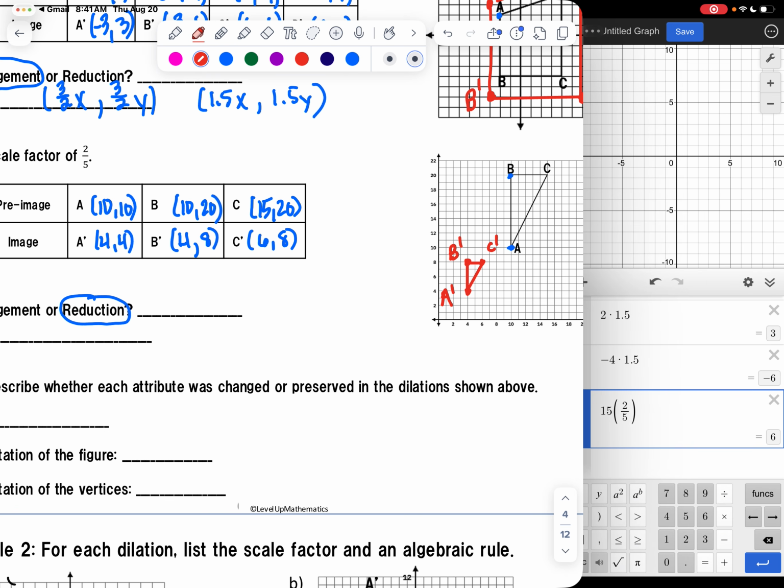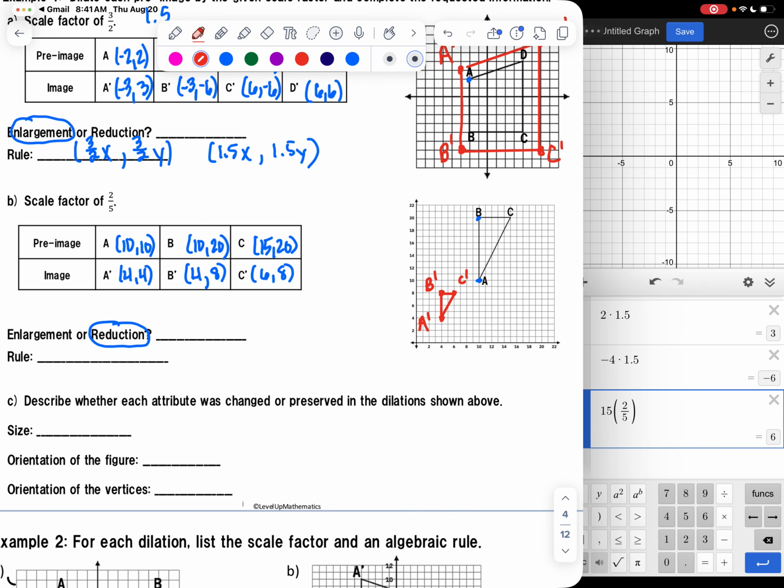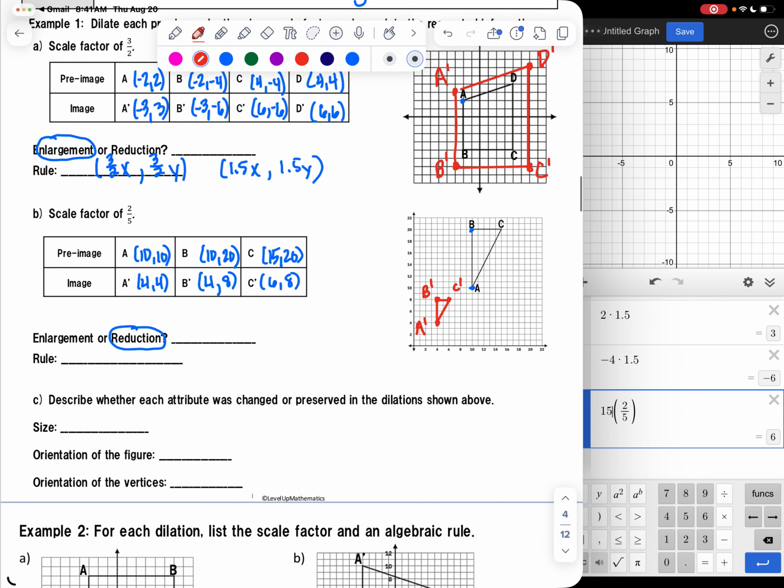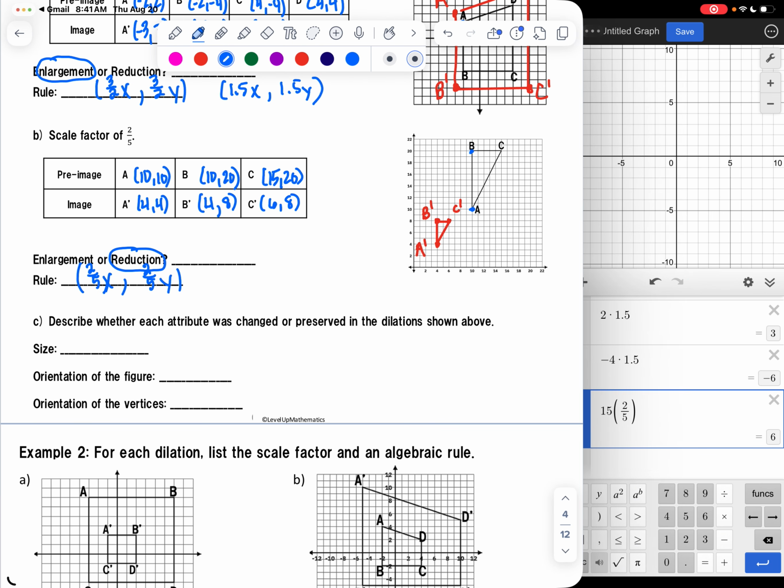So there's our reduction of our original shape. So the rule here is just 2/5 times x, comma 2/5 times y.